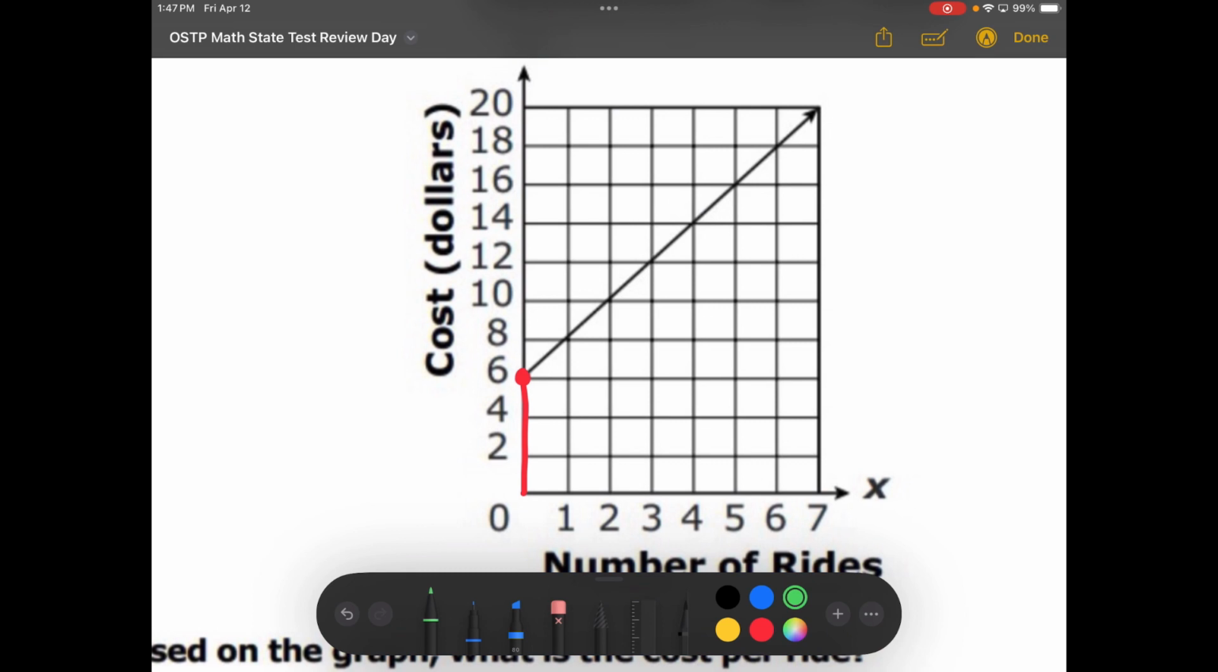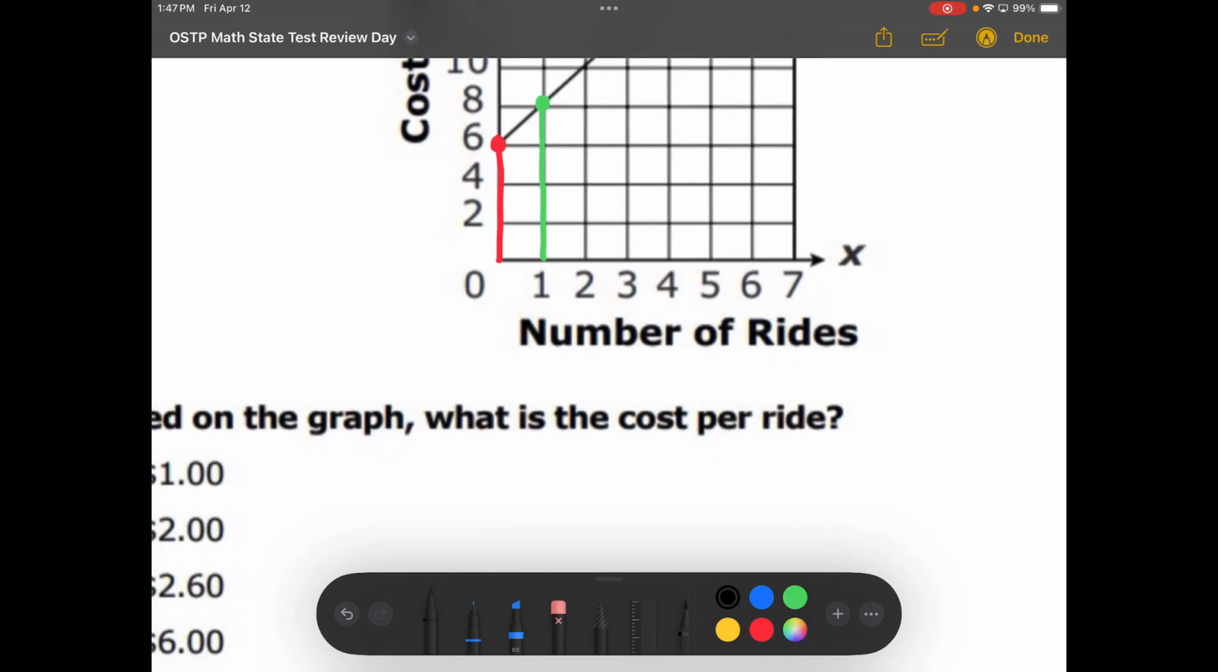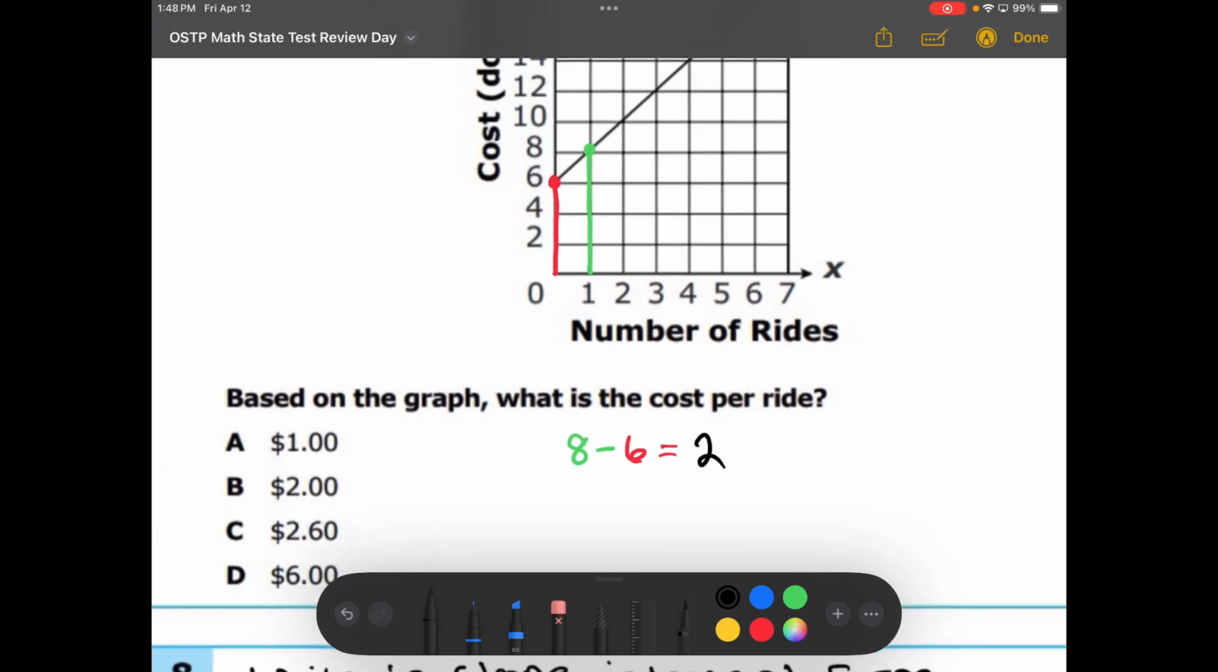So now it wants to know how much was one ride. So let's look over here. We'll go to 1, and that takes us up to what? 8. Now, did she spend $8 on one ride? Think about it. No, she didn't. She didn't spend $8 on one ride. She spent $6 to get in and $8 total. So we need to take that $8 and subtract her entry fee. So how much did she spend on her rides? $2. A, B, C, or D?